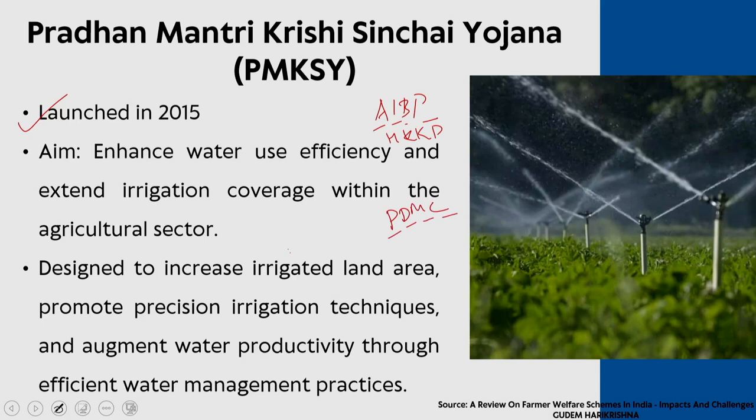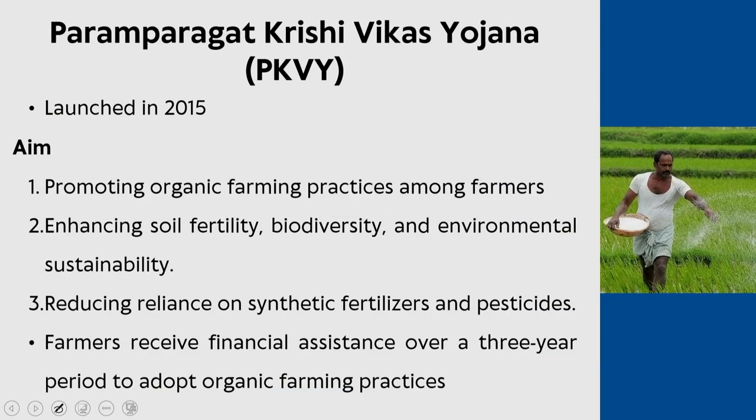So PMKSY, the Pradhan Mantri Krishi Sinchai Yojana, is designed to increase the irrigated land area, promote precision in the irrigation techniques that have been employed, and obviously augment water productivity through efficient water management practices. So augmenting water productivity through efficient water management practices happens to be one of the key objectives of PMKSY. Another important scheme of the government of the day is the Paramparagat Krishi Vikas Yojana, which is also known as PKVY.